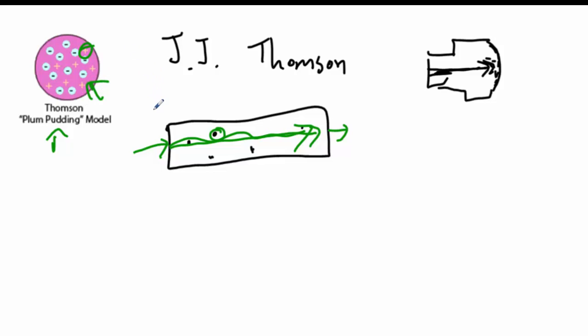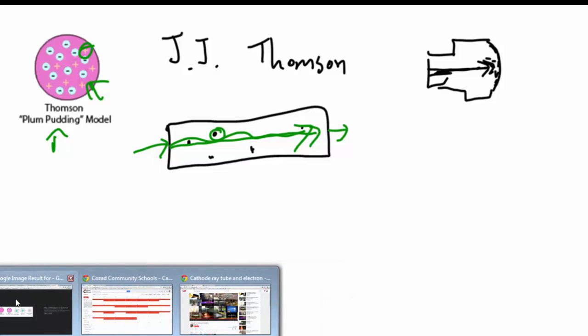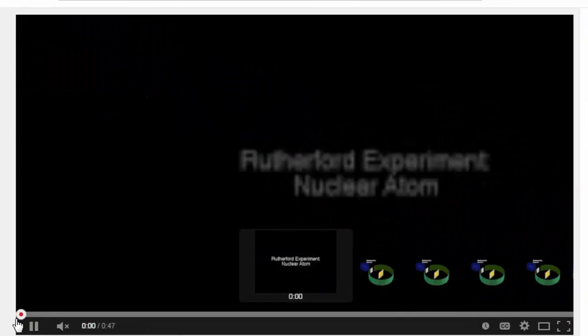So Thomson found the electron, and this started really ushering in some changes in how we think about atoms, because this model didn't hold up. And the reason it didn't hold up was because a guy named Ernest Rutherford did another experiment, and he did what's called the gold foil experiment, and I'll show you a little video on the gold foil experiment.